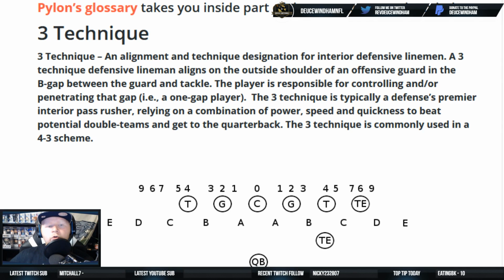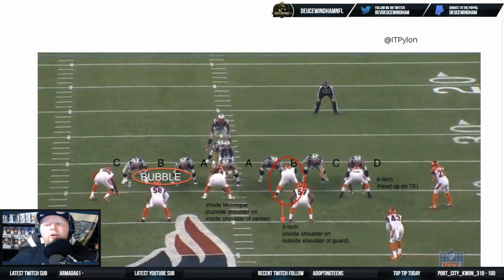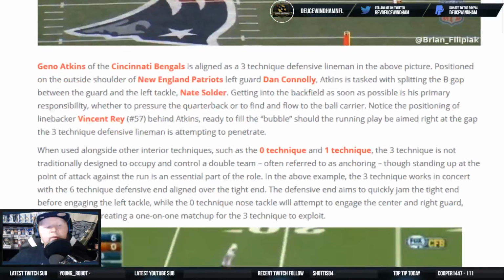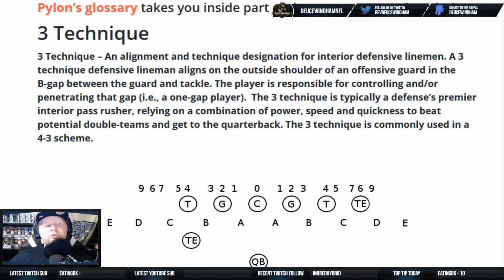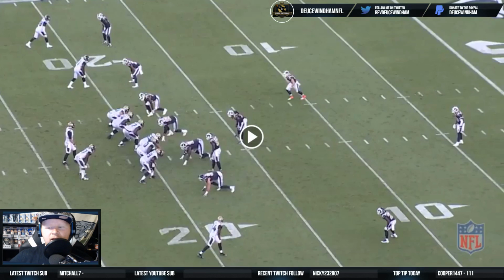In this article from Inside the Pylon, they're using Geno Atkins. This gives you another frame of reference that you can look at, showing where he lines up, how he plays, and giving you some example tape from various three techs. So make sure you check out Inside the Pylon because we like to see the written word. It increases our brain cells. But let's get over to what you really came here for, the tape. Let's look at the tape.